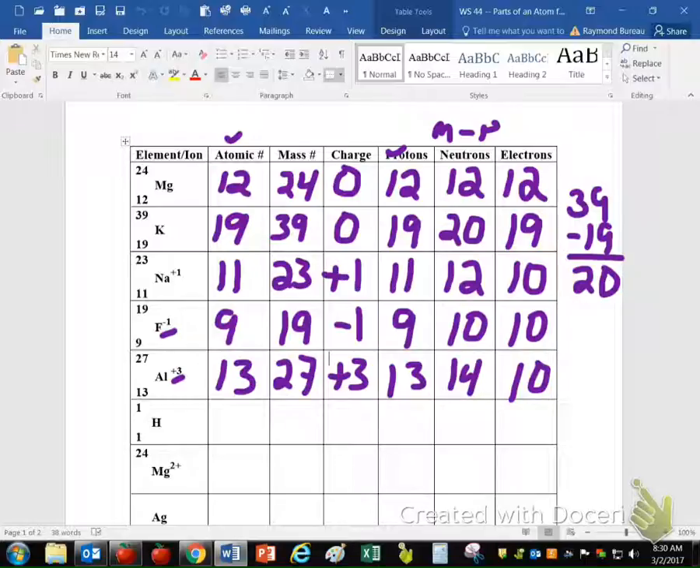Subtraction. Now, the thing is, aluminum started with 13 electrons. Positives happen because they lost negative charges. So this atom lost 3 electrons. So it's 10, just like in math. Well, think of it this way.